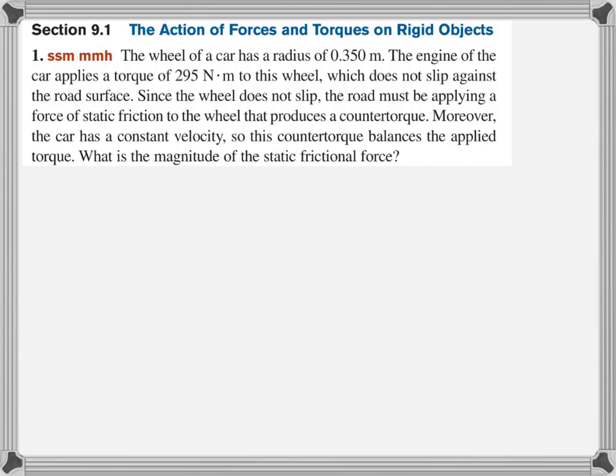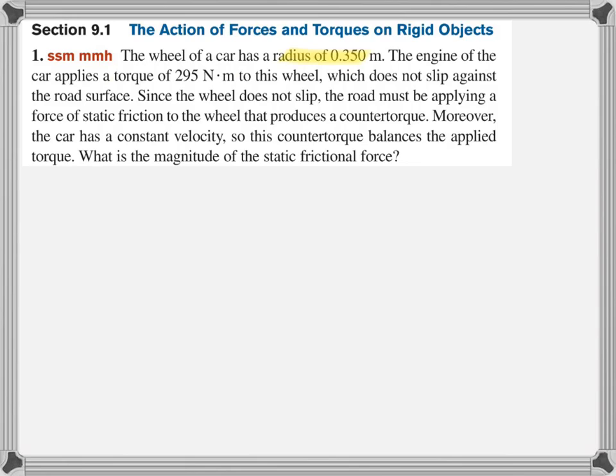The engine of a car applies a torque of 295 newton meters to this wheel, which does not slip against the road surface. Since the wheel does not slip, the road must be applying a force of static friction to the wheel that produces a counter torque. Moreover, the car has a constant velocity, so this counter torque balances the applied torque. What is the magnitude of the static frictional force?